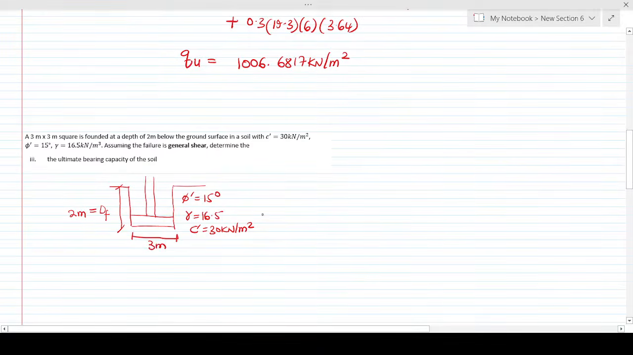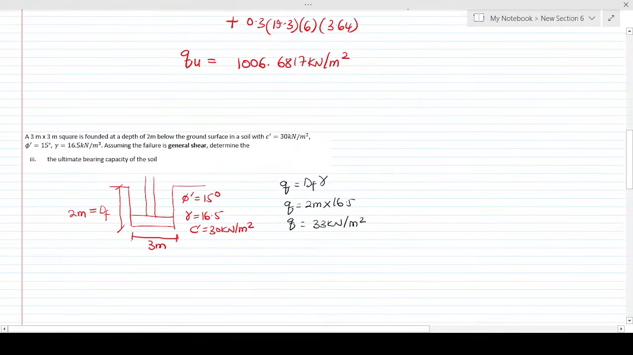All right. So with this in place, first of all, I can find my Q. Let me use the black one. I can find my Q to be equal to Df times gamma. So Df is 2 meters, gamma is 16.5. So my Q is equal to 16.5 times 2, so that is 33 kilonewton per meter squared.